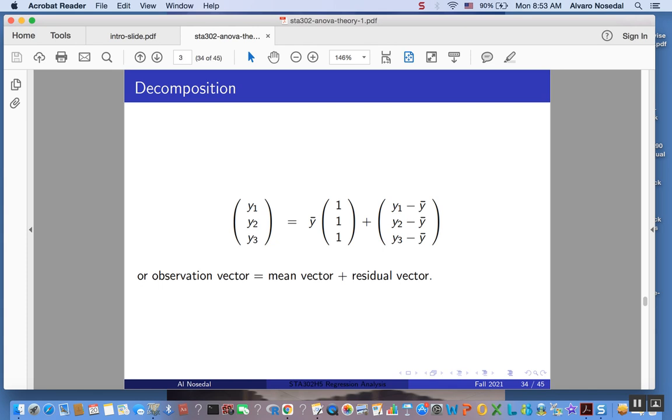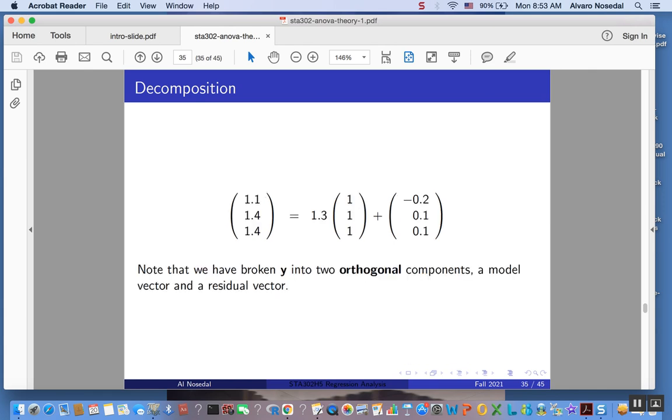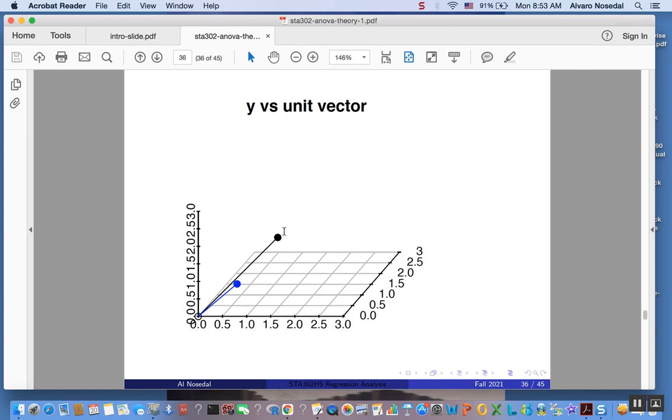Now, by the way, let me remind you that the observations that we have here are 1.1, 1.4, and 1.4. Okay, so going back to our graph, this guy, the black vector, is the observed vector y1, y2, y3, which is, as we said, 1.1, comma 1.4, comma 1.4. Okay, so this is the observed y.